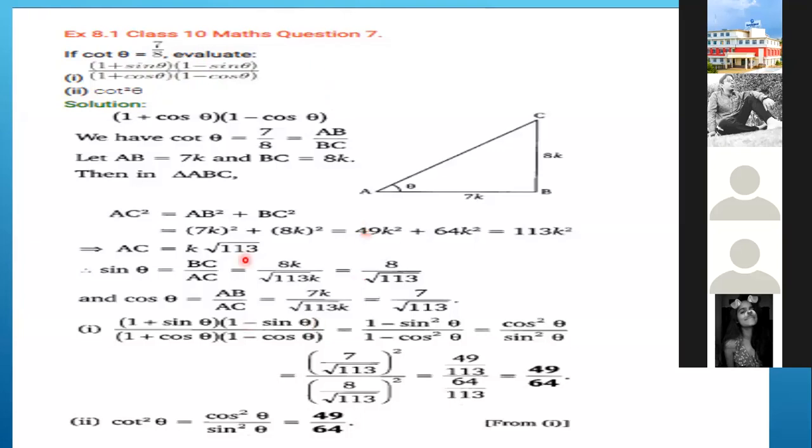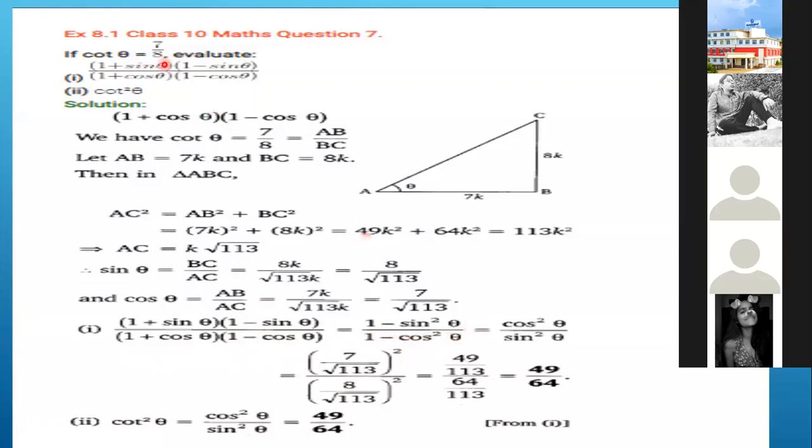So other way I'm explaining. This is also correct. See here. 1 plus sine theta into 1 minus sine theta is 1 minus sine square theta. 1 plus cos theta into 1 minus cos theta is 1 minus cos square theta. A square minus b square we applied. 1 square is 1 only. So up to here you write.